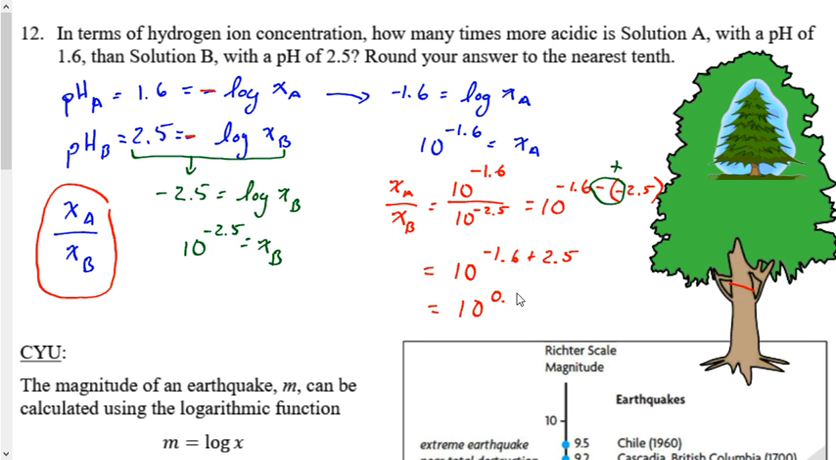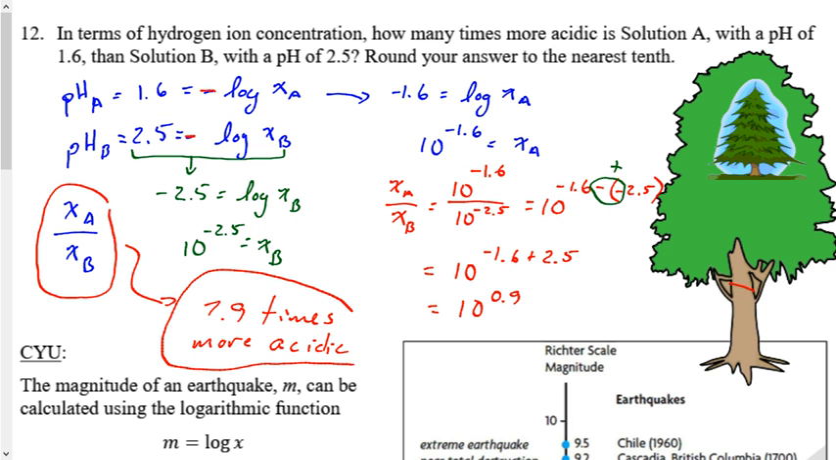We want our answer to the nearest tenth, so we can plug that into our calculator, and we will end up with our answer being about 7.9 times more acidic. And there we go for number 12.